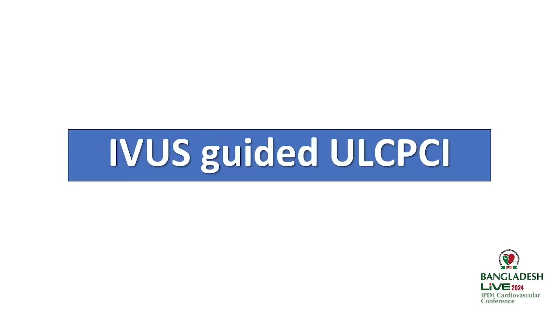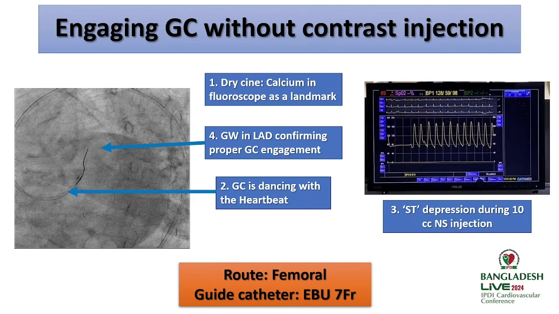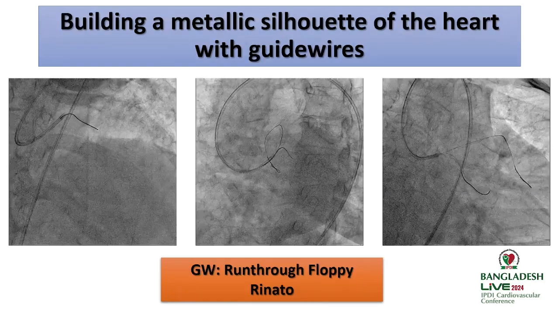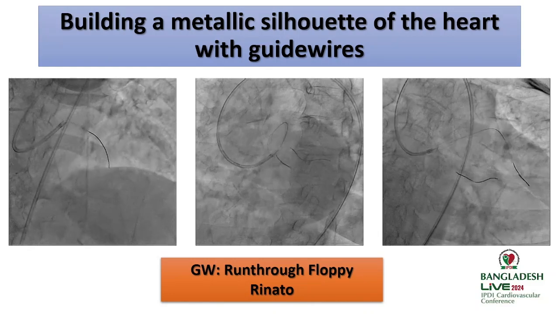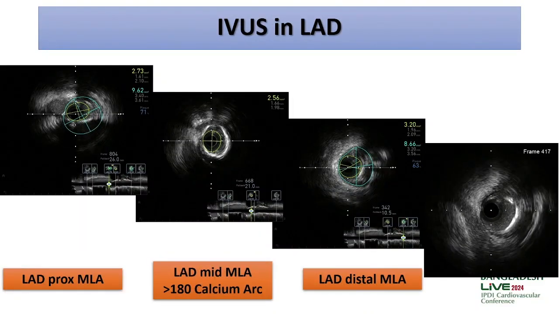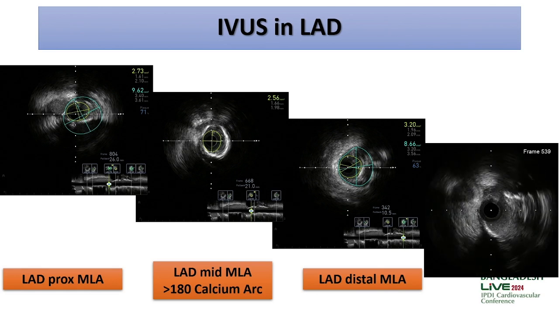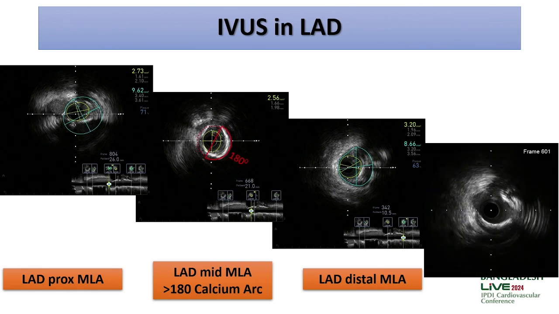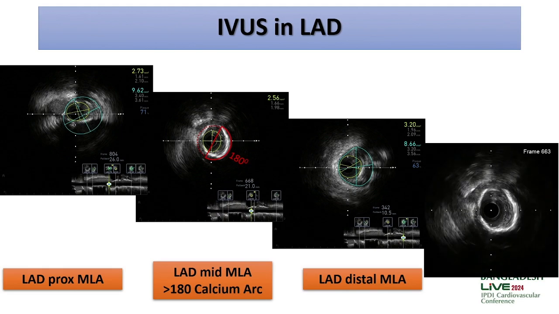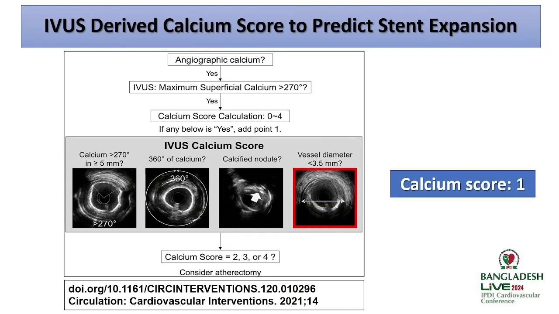We plan for an IVUS guided ultra low contrast PCI. We engage the guide catheter without contrast injection, build the metallic shield of the heart with the guide wire, then do the IVUS in the LAD. There is a significant reduction of the lumen in the LAD proximal, mid, and distal part, and there is more than 180 calcium arc in the mid LAD. We do the calcium score, but the score was only 1.